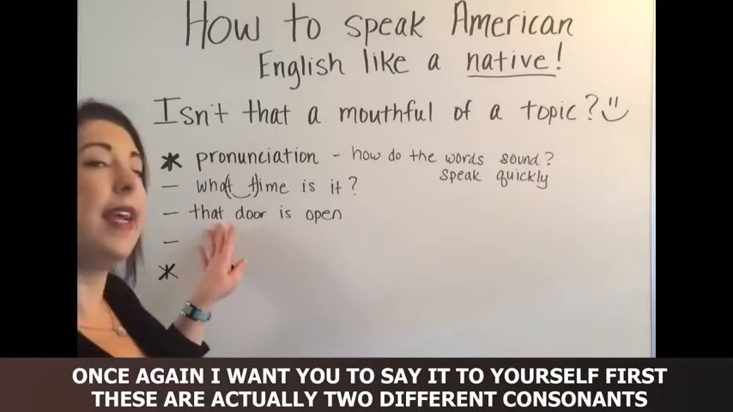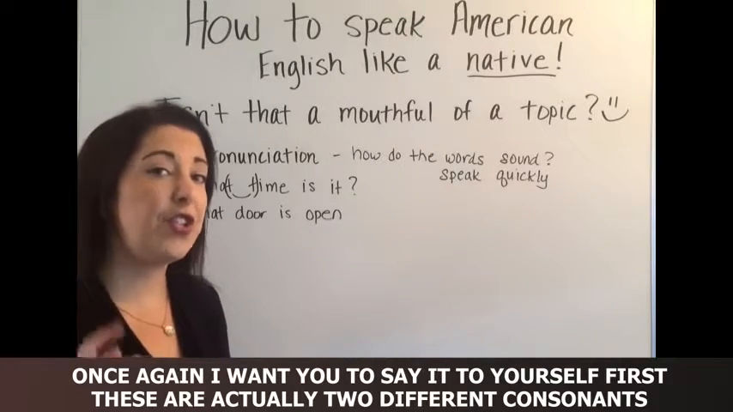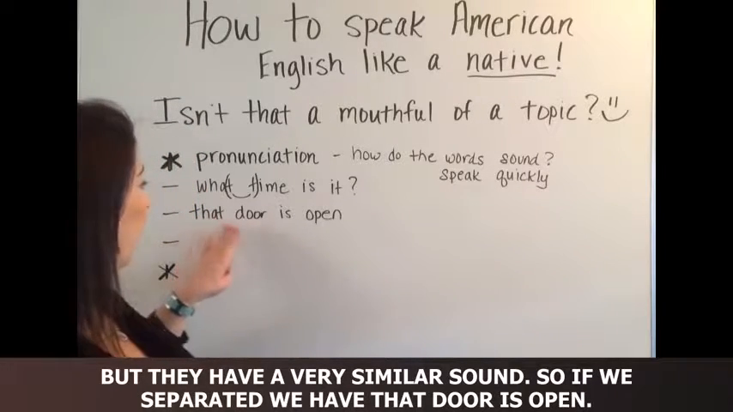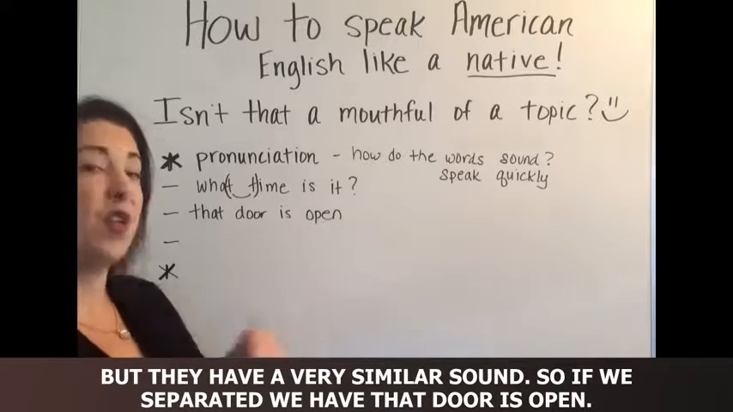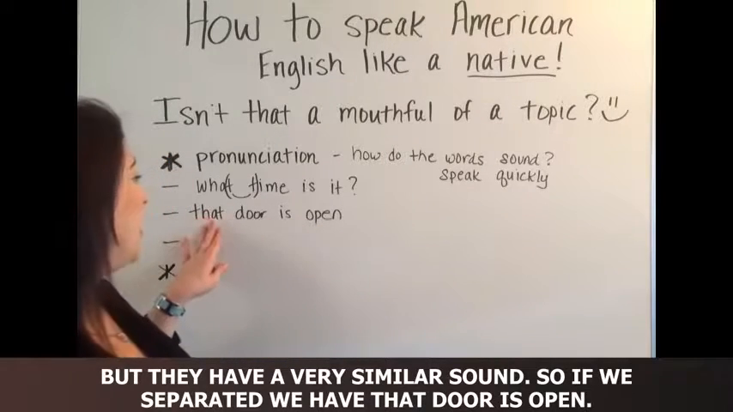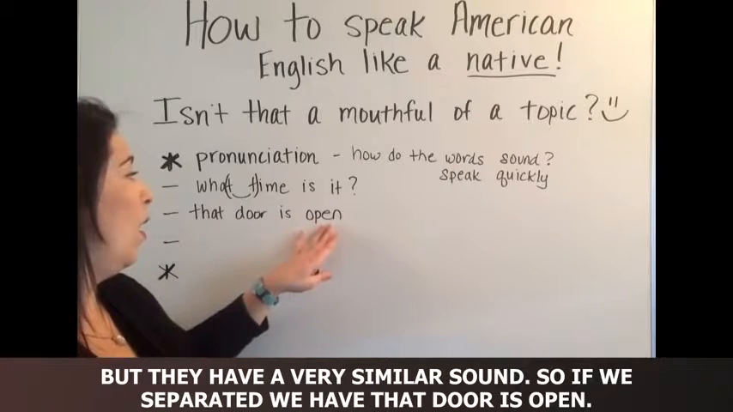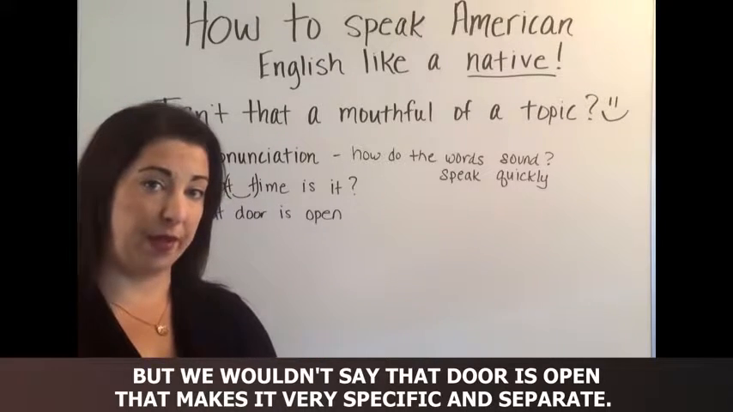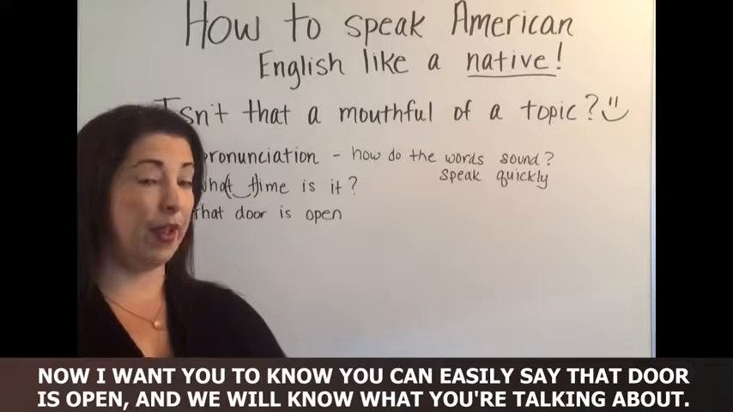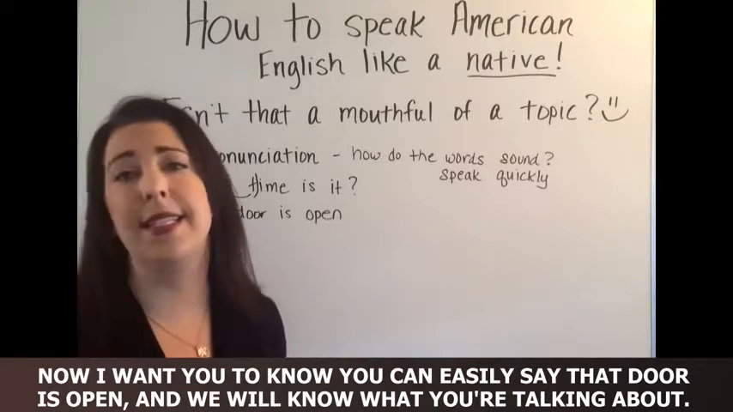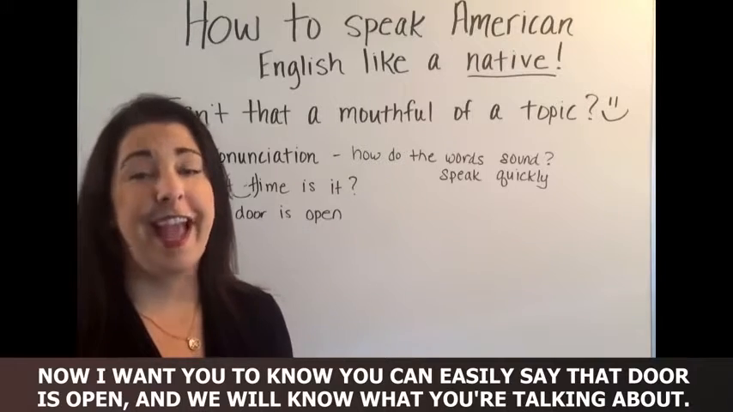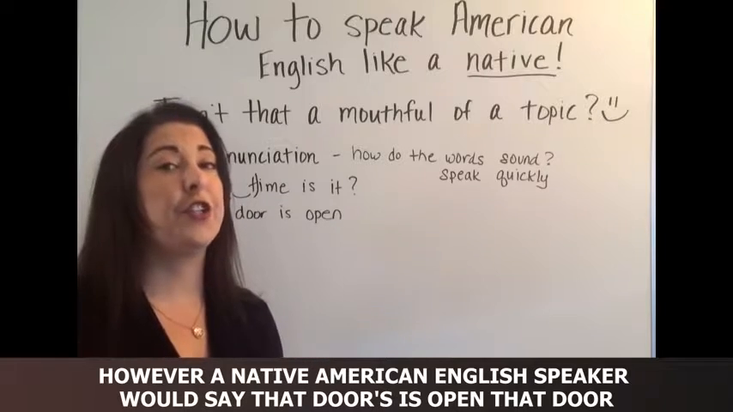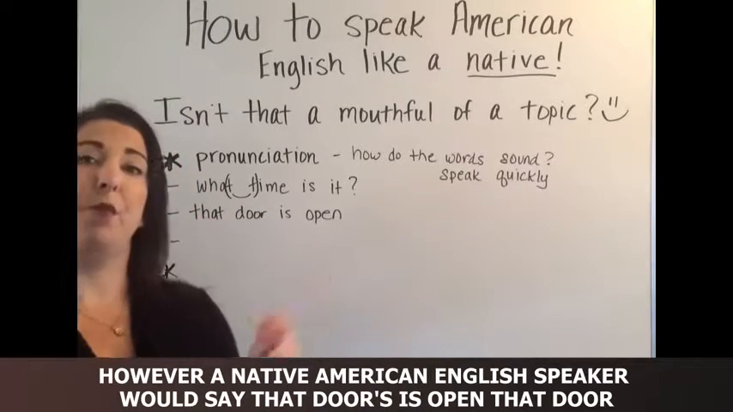Once again, I want you to say it to yourself first. These are actually two different consonants, but they have a very similar sound. So if we separate it, we have that door is open. But we wouldn't say that door is open. That makes it very succinct and separate. Now, I want you to know, you can easily say that door is open, and we will know what you're talking about. However, a native American English speaker would say, that door is open.